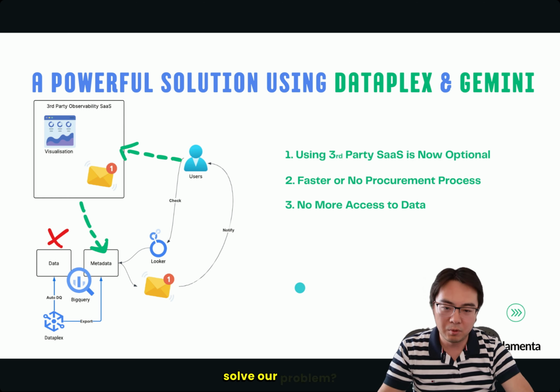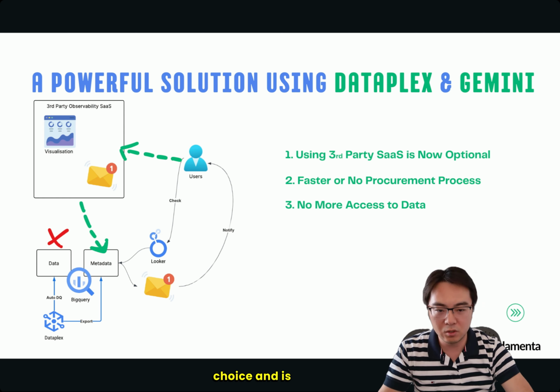So how does this solve our problem? The first one, it is important, but you do have the choice, right? This is the key thing. You can use the third-party SaaS if you want to, if you already have it, especially since some third-party SaaS could have better visualization. There's nothing wrong with using it, but it is now your choice and it's optional.